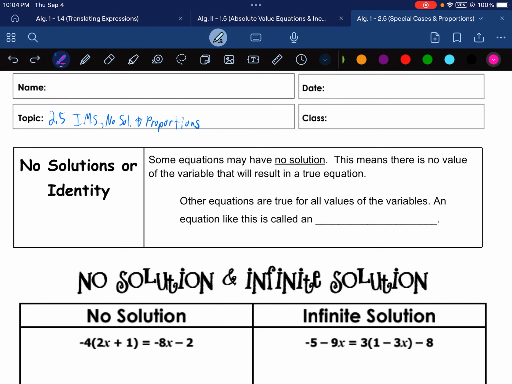Welcome everybody to Algebra 1, Section 2.5, Infinitely Many Solutions, No Solutions, and Proportions. So let's first talk about no solutions or identity problems, which are also our infinitely many solutions problems.